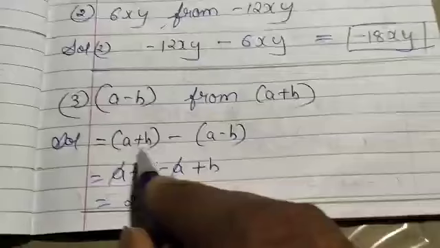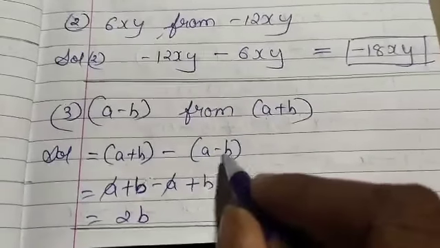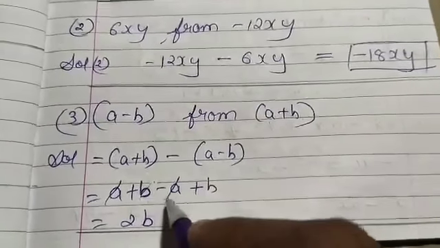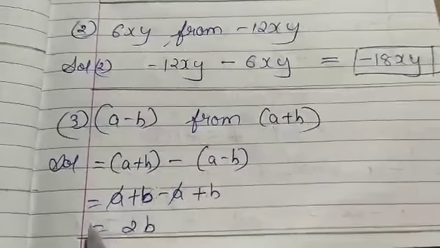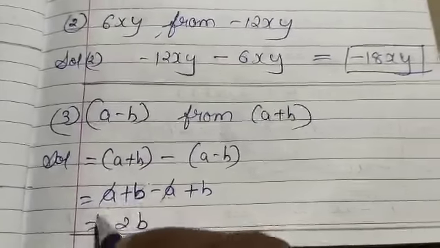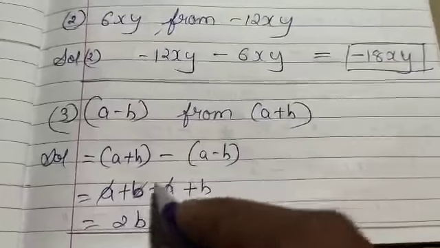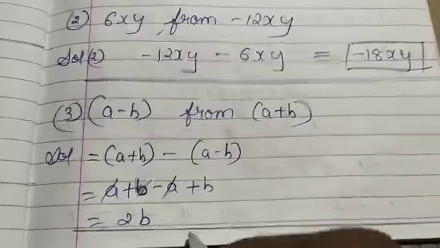So when you will open the bracket, that is a plus b minus a. You have to change the sign. That positive a will become negative and negative b will become positive. So when you will open the bracket, you have to change the sign because there is a negative sign outside the bracket. Now see, if anything is possible to cancel, you can cancel. That is positive a and negative a can cancel, and positive b, it is not possible to cancel. That is b plus b will give 2b.